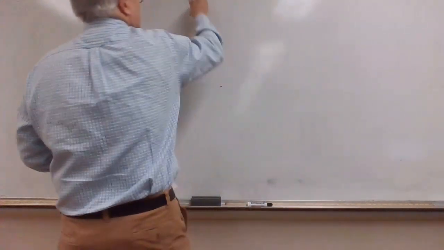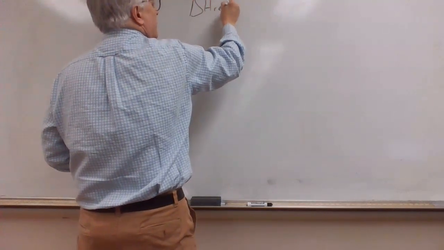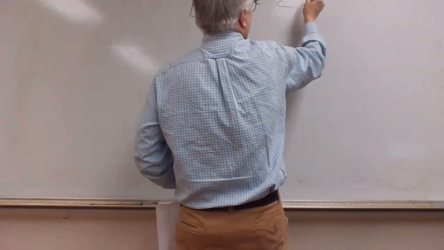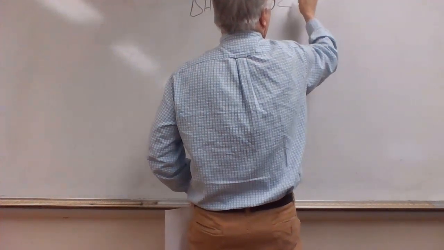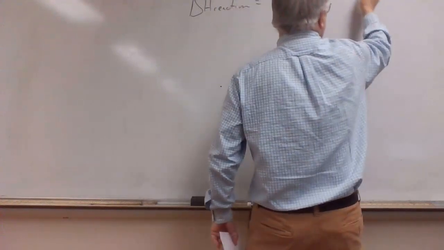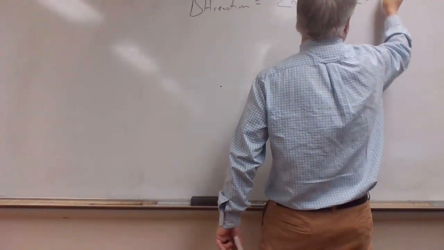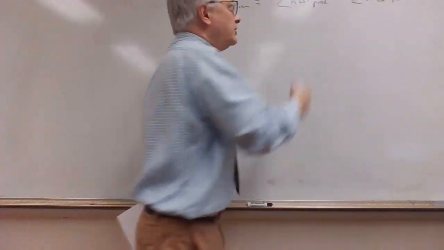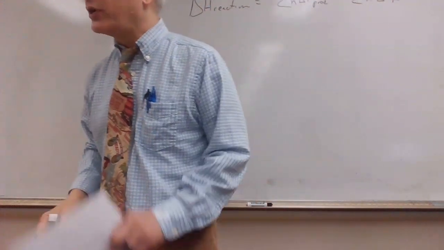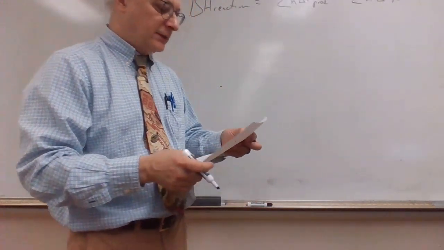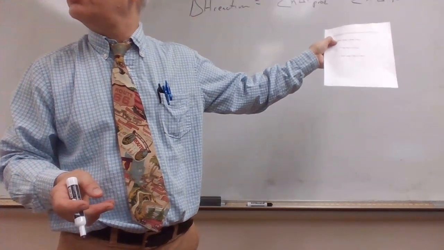Okay. The delta H for a reaction is equal to the sum of the delta H's for the products, minus the sum of the delta H's for the reactants, each thing multiplied by its stoichiometric coefficient. So we'll go through and do these, just for kicks. Was this the last problem on the sheet, number 8? Yeah.